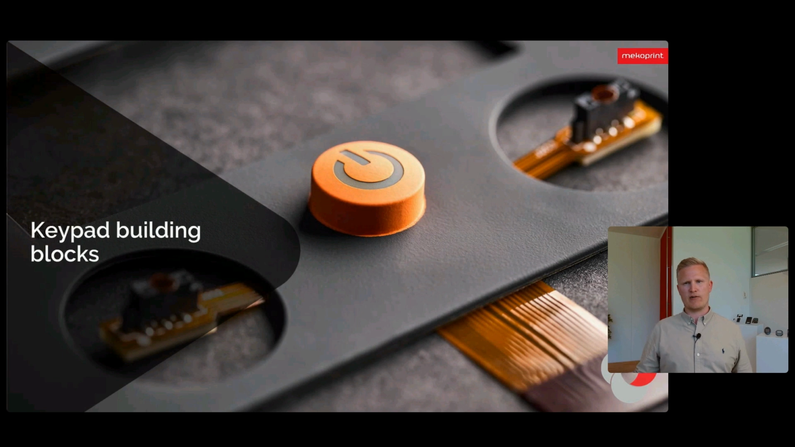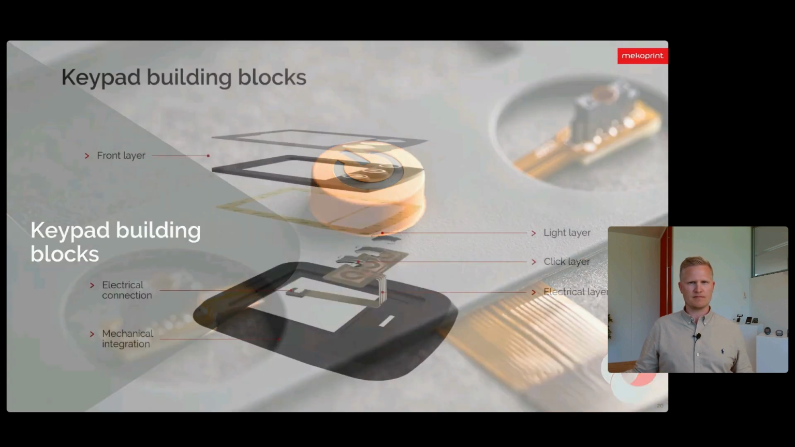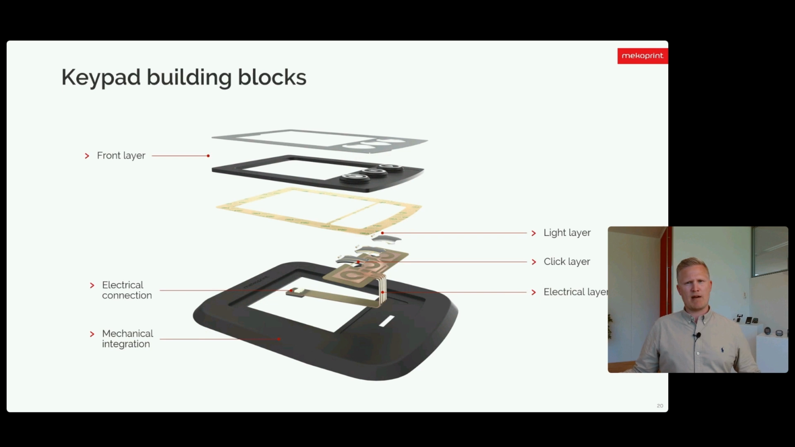So the second area to look at when creating a keypad is what we call the keypad building blocks. We see a keypad consisting of 6 main layers. You see, we have a front layer, we have a light layer with a click layer, and also the electrical connection onto the electrical layer. We also look at the mechanical integration as part of the whole stack-up. Now I'm going to take you through some of the key considerations and possibilities within each of these layers.